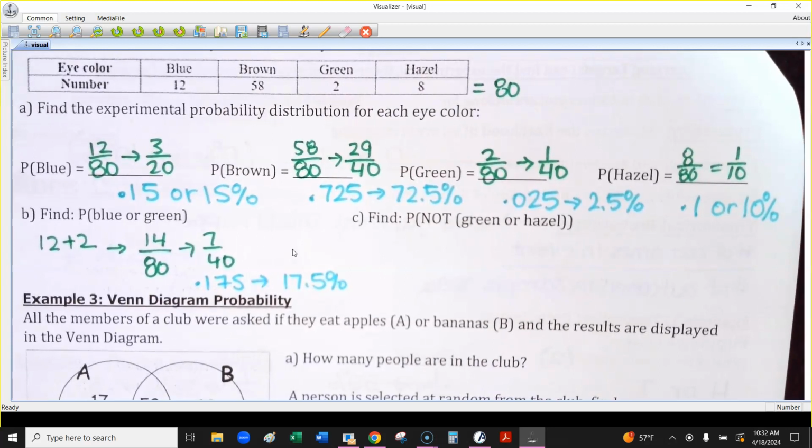All right, this one's a little weird. How would I figure out the probability the person I pick is not green or hazel eyes? Like, how would you do that? Not green or hazel. Riley, what do you think?